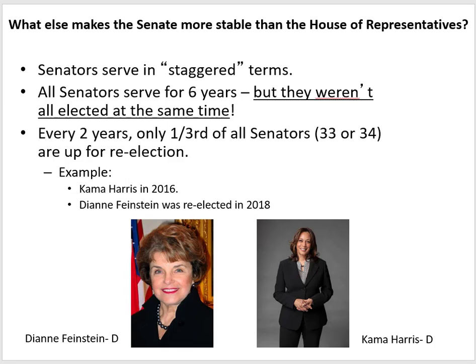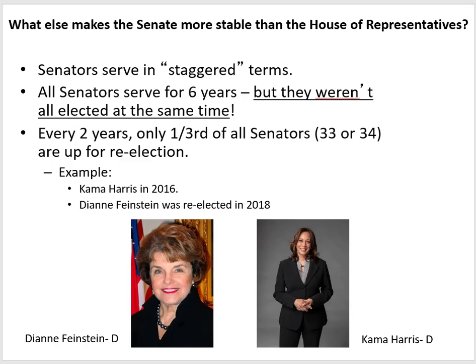So what else makes the Senate more stable, in quotation marks, than the House of Representatives? Another thing to make note of is that senators serve in staggered terms. All senators serve 6-year terms, but they weren't all elected at the same time. Every 2 years, only a third of the senators are up for re-election. Just looking at California, we have 2 senators currently. We have Kamala Harris, who was elected in 2016, and Dianne Feinstein, who was reelected in 2018.